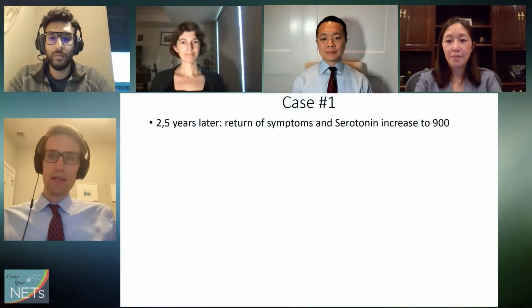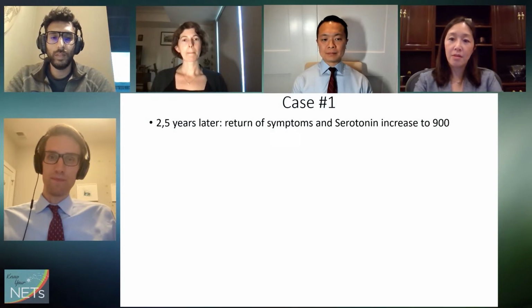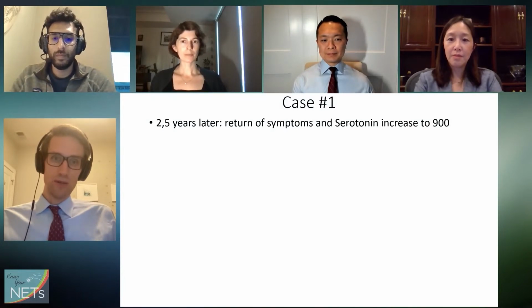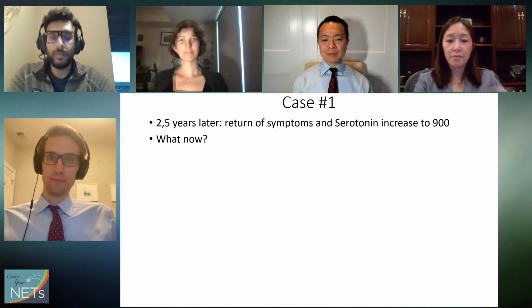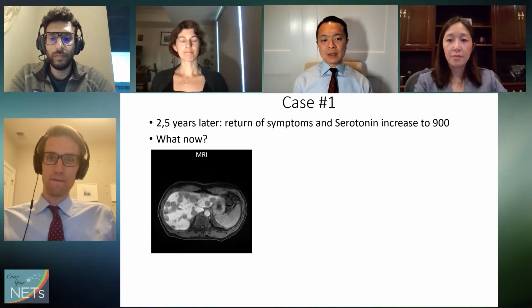Perfect. Okay, so 2.5 years later, she has a return of her symptoms. She comes back to clinic, again complaining about diarrhea and flushing that got worse. Her serotonin increased again to 900. So what now, Dr. Liao? So I would want to get another set of imaging to see what's going on.